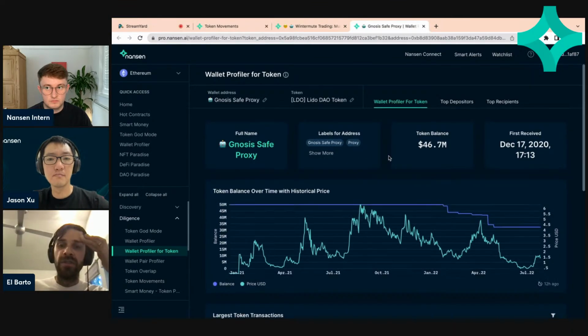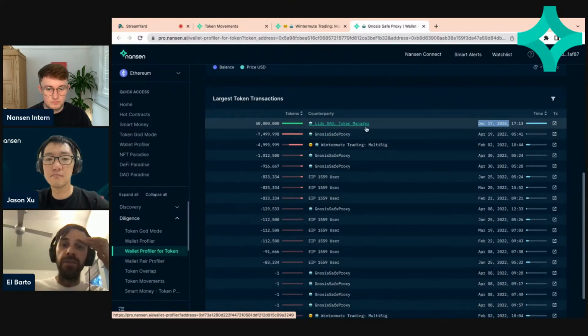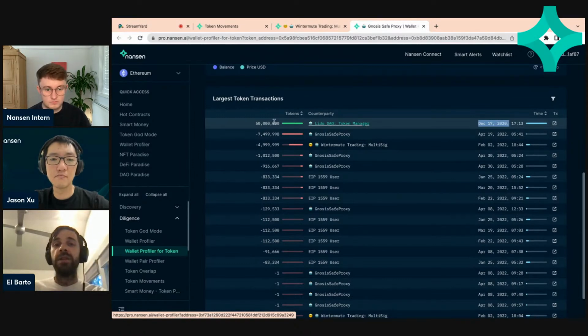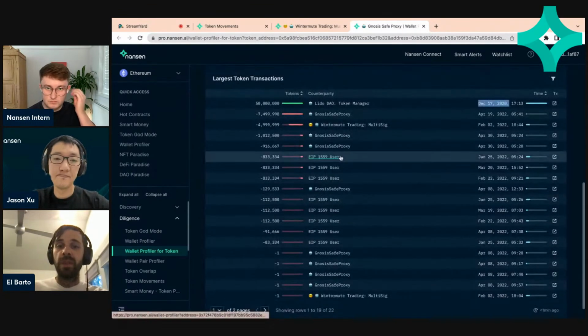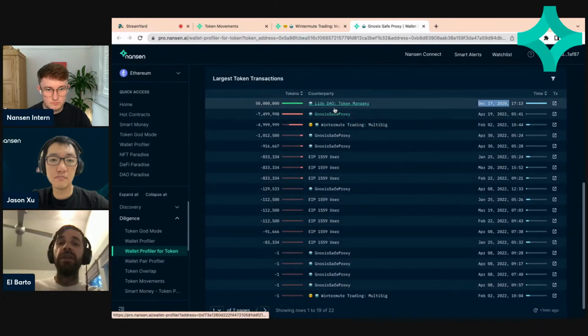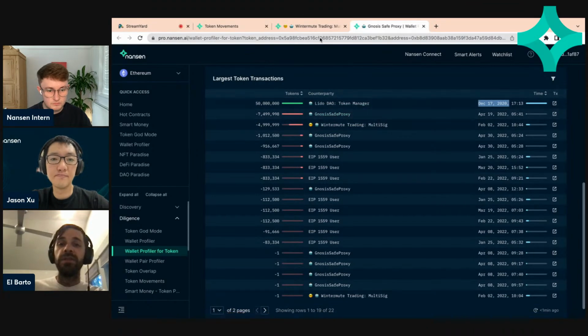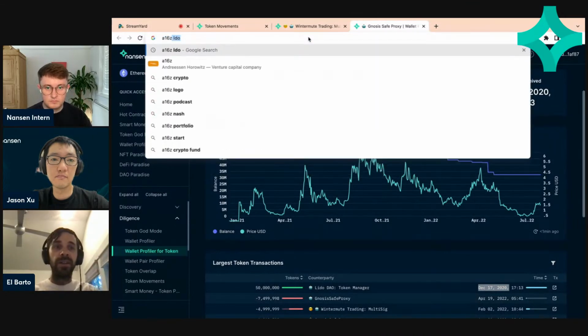So you can go a little further down and ask, who is this Gnosis Safe Proxy? On December 17th, 2020, this Gnosis Safe Proxy got 50 million Lido from the Lido DAO token manager. So this is a raise. Lido DAO raises money and sends it to this Gnosis Safe Proxy. From here, you can infer that tokens from very early investors are trading hands, right? Because they're going from this Gnosis Safe to Wintermute.